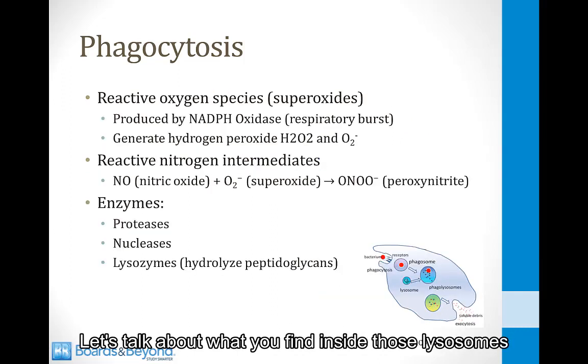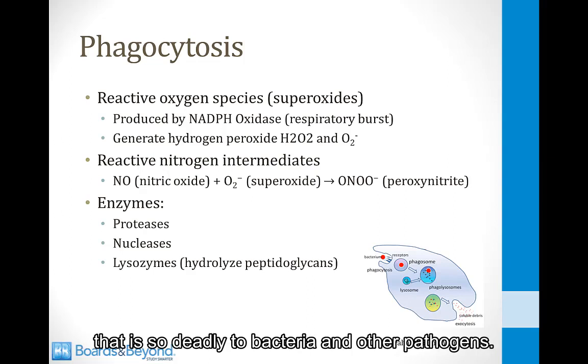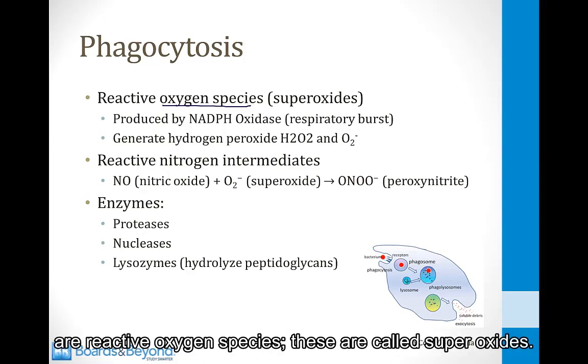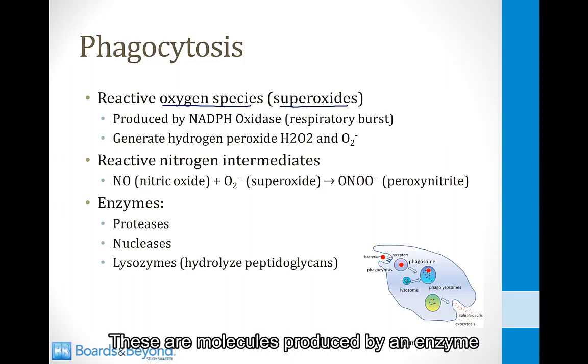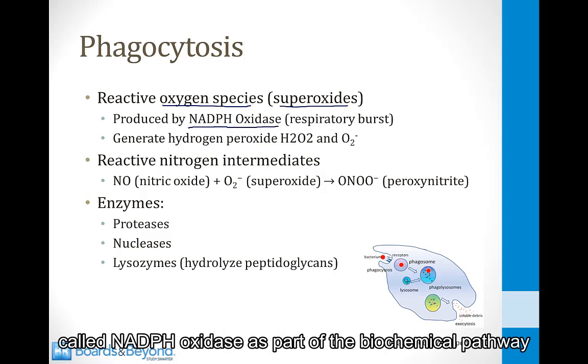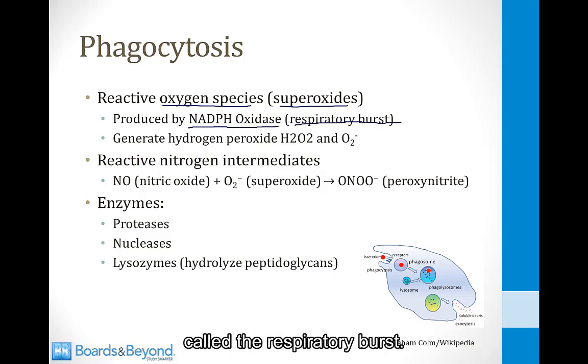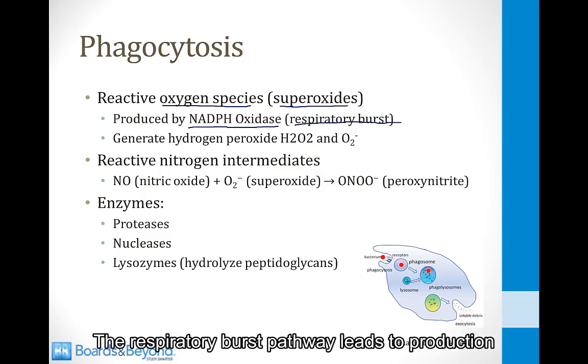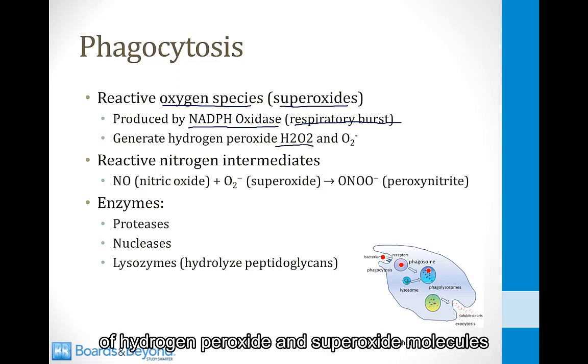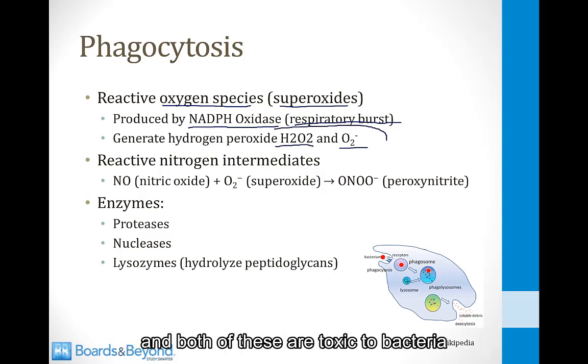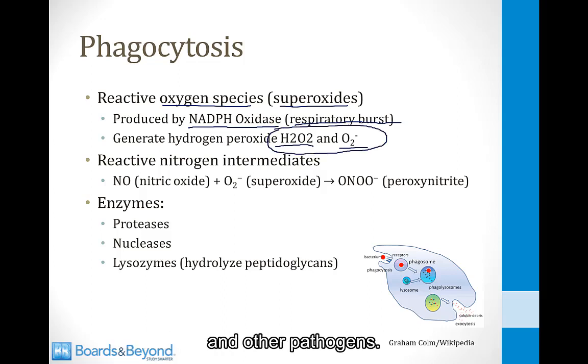Let's talk about what you find inside those lysosomes that is so deadly to bacteria and other pathogens. One of the first things you find are reactive oxygen species. These are called superoxides. These are molecules produced by an enzyme called NADPH oxidase as part of the biochemical pathway called the respiratory burst. The respiratory burst pathway leads to production of hydrogen peroxide and superoxide molecules, and both of these are toxic to bacteria and other pathogens.